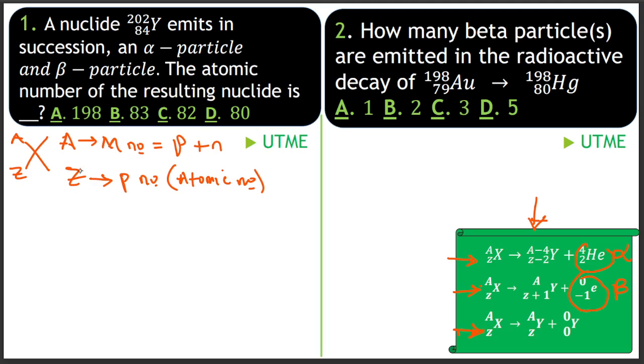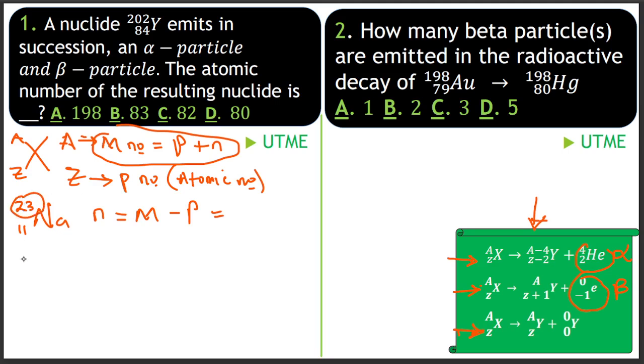So that if you are given a particular nuclide, let's say sodium, we know that the mass number is 23 and the proton number or the atomic number is 11. And if you're asked to find the neutron number, of course, from this formula, I know that neutron number will be equal to the mass number minus the proton number. And in this case, it will be 23 minus 11, which will give us 12. Is that okay?